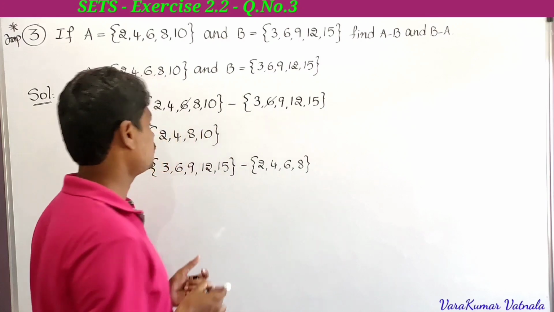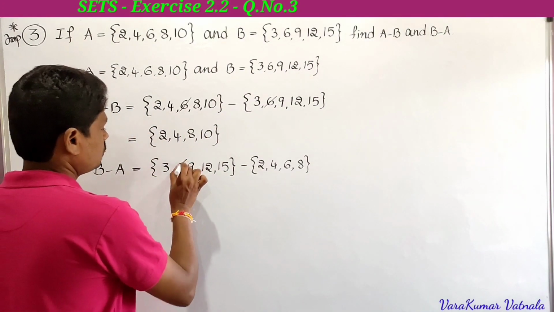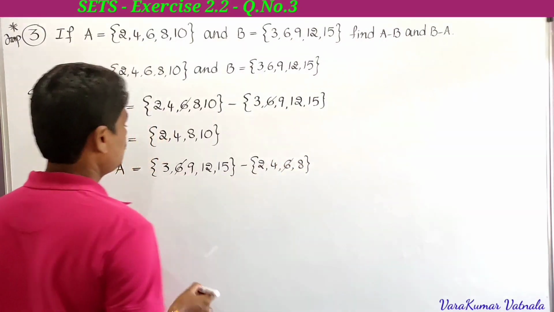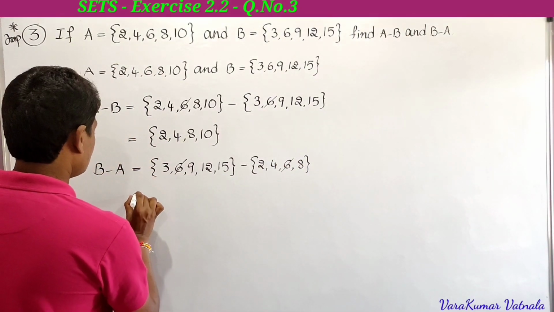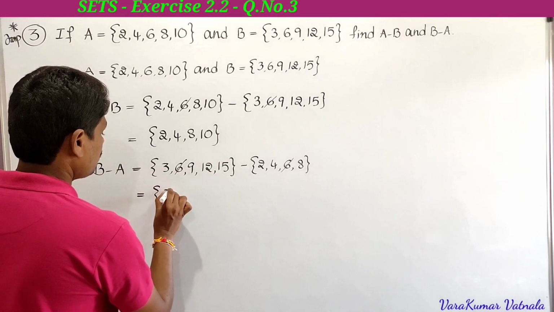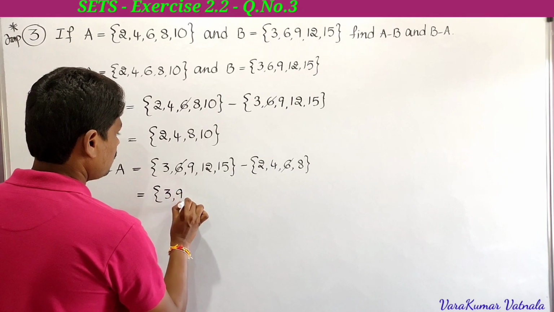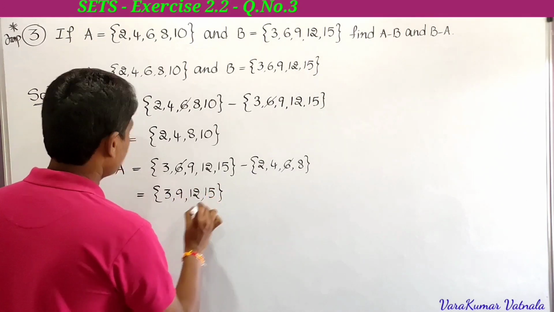After writing both the sets, again we have to cancel the common elements. So 6 is there, 6 is there, that's all. Next write the elements of the first set only. What are the elements of the first set after cancelling 6? We have 3, 9, 12, 15. This is B minus A.